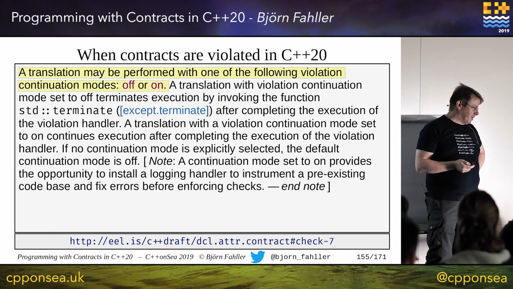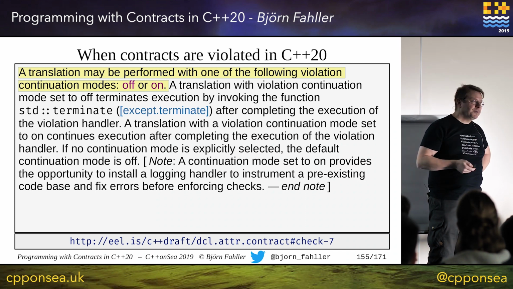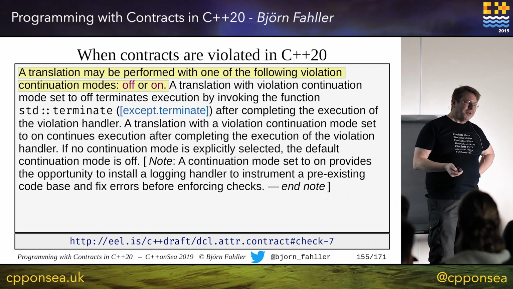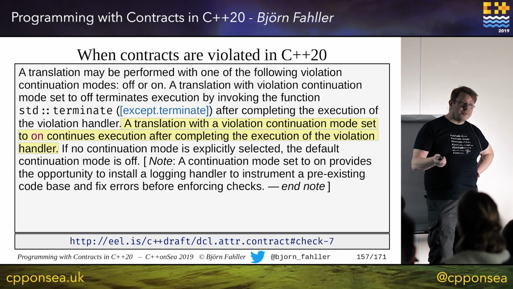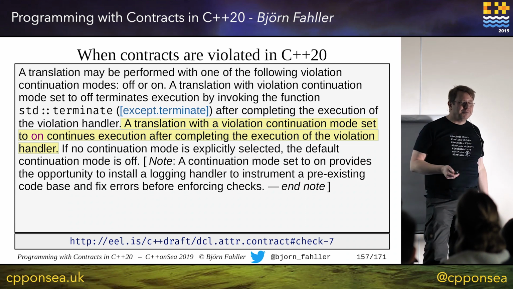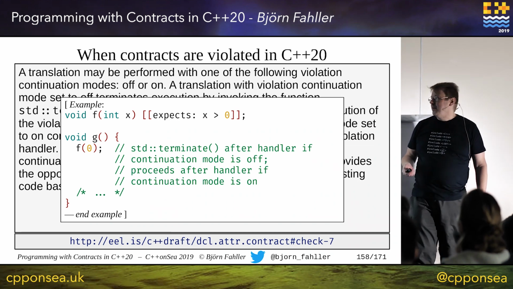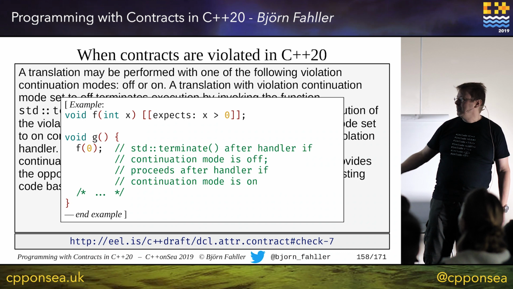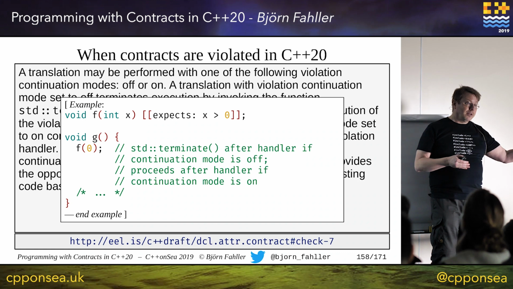But we have actually one more thing. Translation may be performed with one of the following violation continuation modes. It can be set to off or on. Translation with violation continuation mode set to off calls terminate. A translation with violation continuation mode set to on continues. So now it's up to you. You can choose to call terminate from within your handler if you want to. So here's just an example showing how, depending on how it's compiled, you may continue or not. And for this Clang fork, it's a flag when you build.